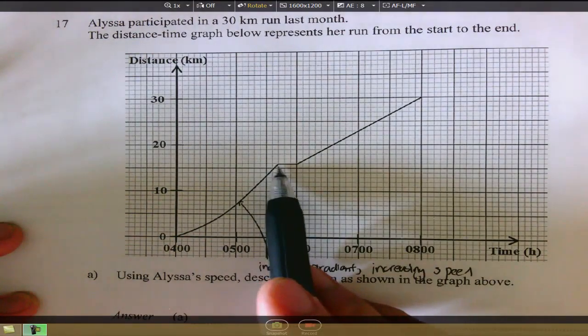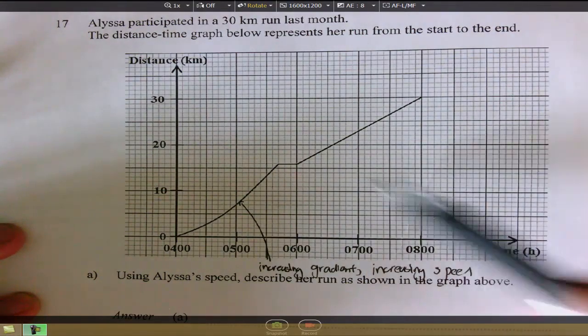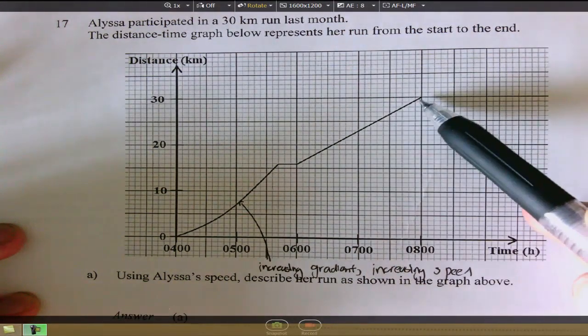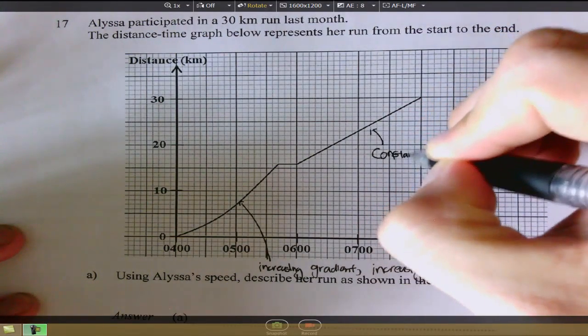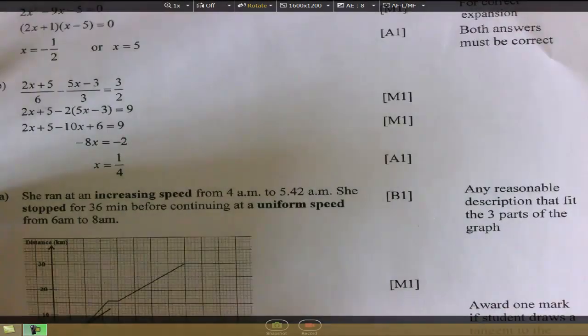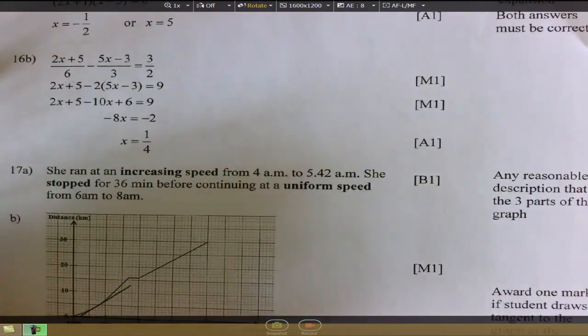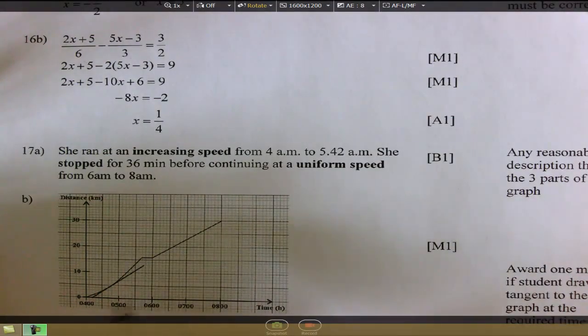Here, distance is not increasing, she was at rest. Here, distance over time gives you speed. Notice that the gradient is constant, so she ran at a constant speed here. Notice everything is just about speed, so no need to write so many things. So she ran at an increasing speed between 4 a.m. to 5:42 a.m. She stopped for 36 minutes, the small portion here, and then finally she ran at a uniform speed between 6 a.m. to 8 a.m.